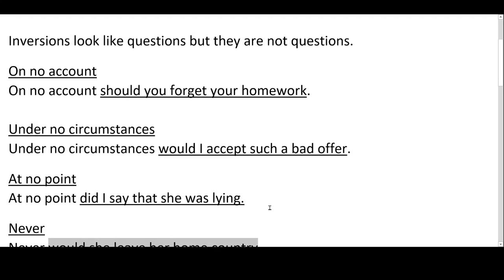Now, after certain structures like on no account, under no circumstances, at no point, never, and so on, we use inversions. Okay, but that doesn't mean you're asking anybody. I mean, it's just to be emphatic or more formal or more sophisticated with your language. So, for example, you could say, on no account should you forget your homework. Okay, or under no circumstances would I accept such a bad offer. Okay, so this section looks like a question, but it's not because you're not asking anybody anything.